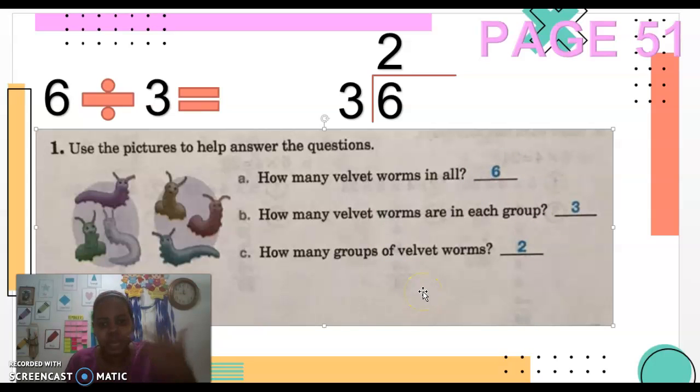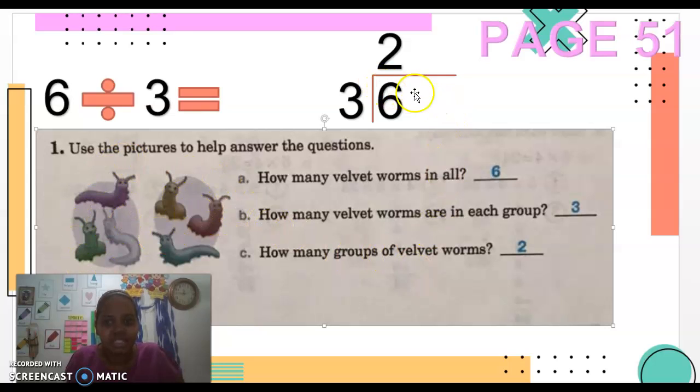Then there is another question. How many velvet worms are in each group? We have 1 group and we have another one. 1, 2, 3, and 1, 2, 3. So we have 3 in each one of the groups. And how many groups do we have? We have two. This one is one group and this one is the other group.